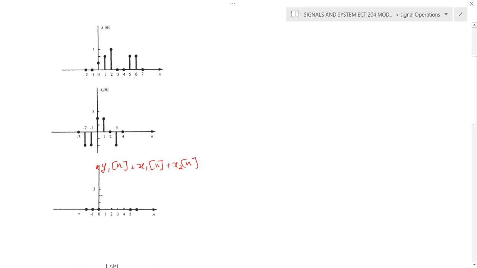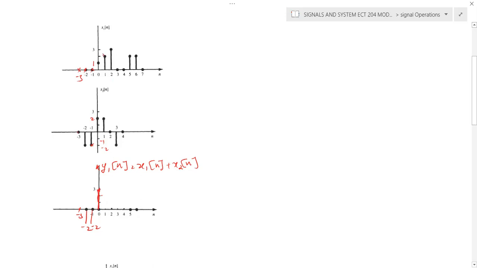At minus 3, here it is 0, here also it is 0. So at minus 3 it is 0. At minus 2 it is 0, and at minus 1, minus 2. So you will get minus 2. At minus 1, here it is 0, here it is minus 2. So you will get minus 2. At 0, it is 1 here, and here it is 2. So 1 plus 2, you will get 3 here. So signal amplitude will be 3 here.